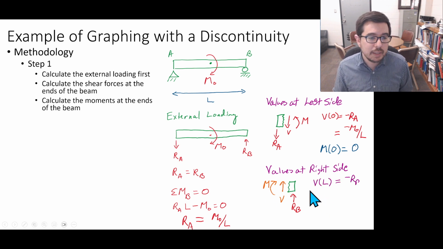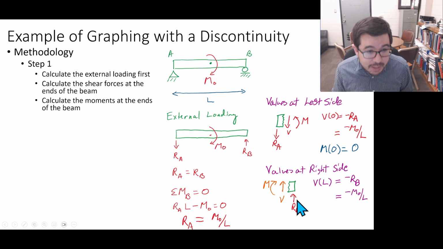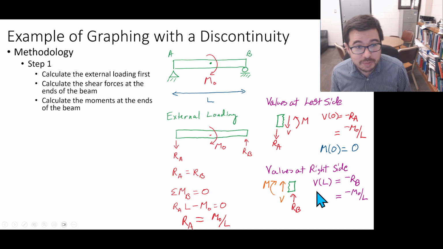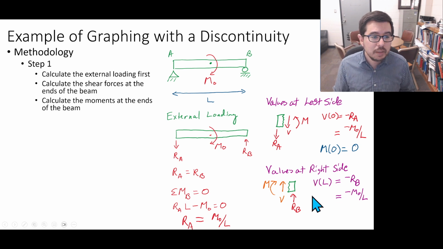For the RB, and the V, to balance out, what we need is for V to equal minus RB, or RB to equal minus V, however you want to look at it. And we know that RB is equal to RA. We know what RA is equal to, so we can say that this shear force is equal to minus M naught over L.